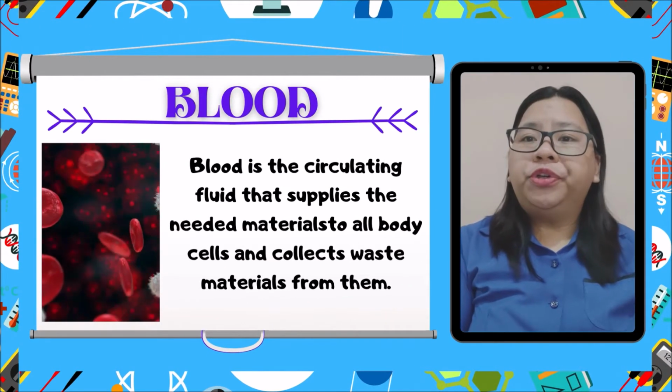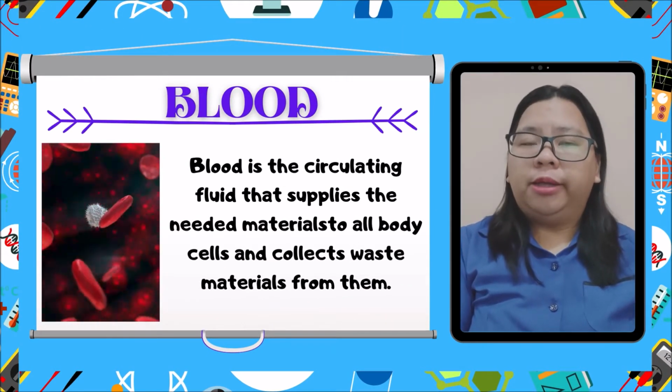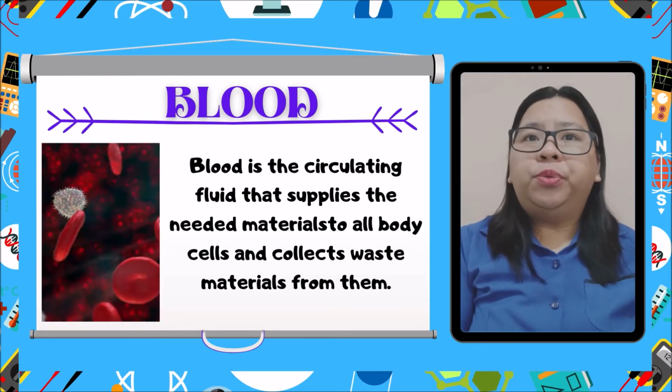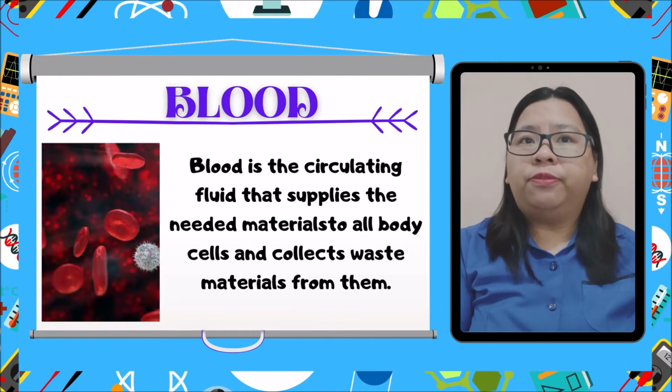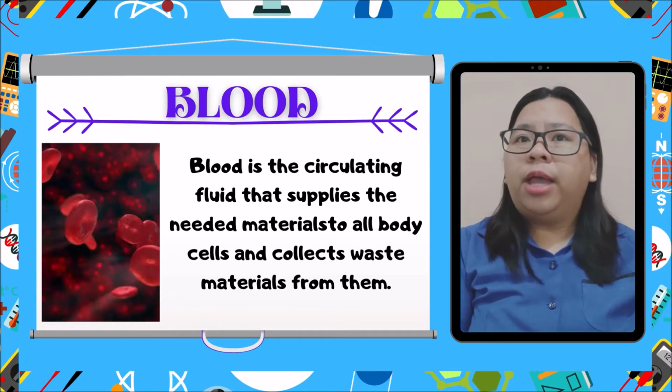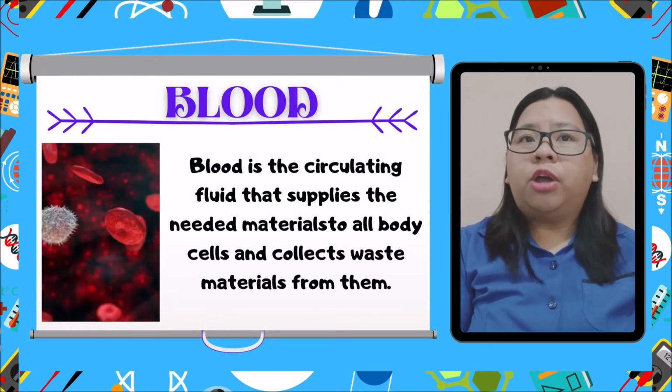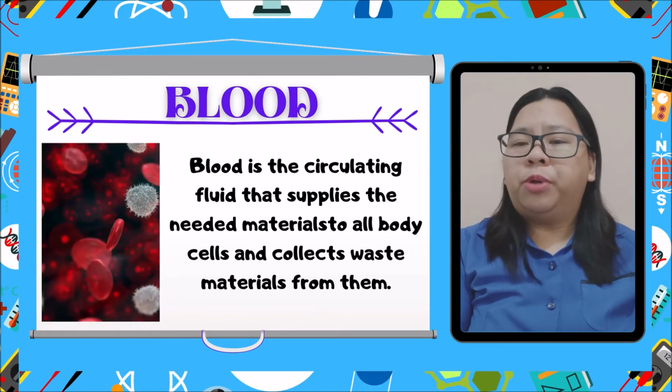Another part of the circulatory system is the blood. Blood is the circulating fluid that supplies the needed materials such as oxygen and digested food to all body cells and collects waste materials such as carbon dioxide and metabolic waste products from them.